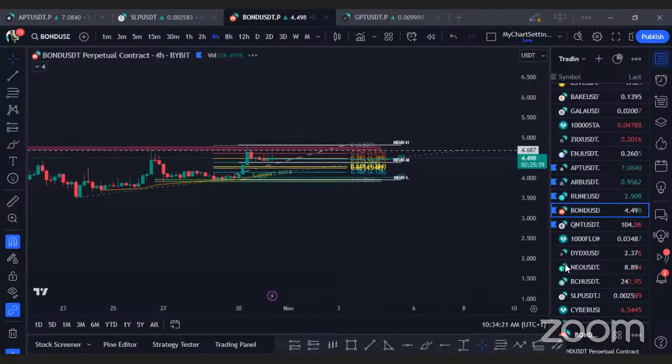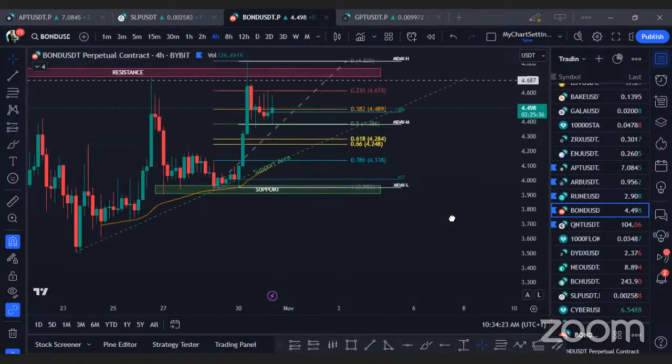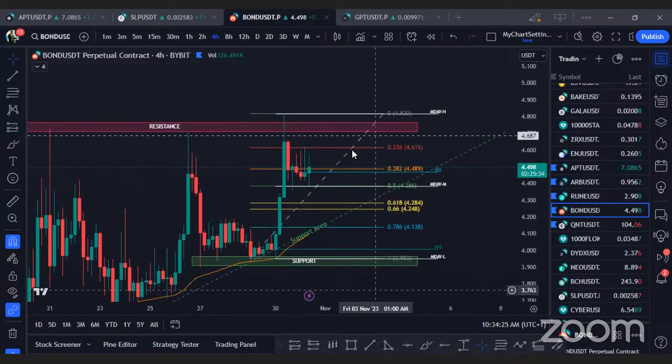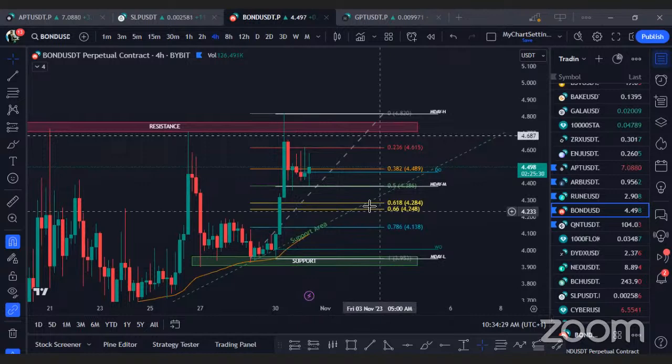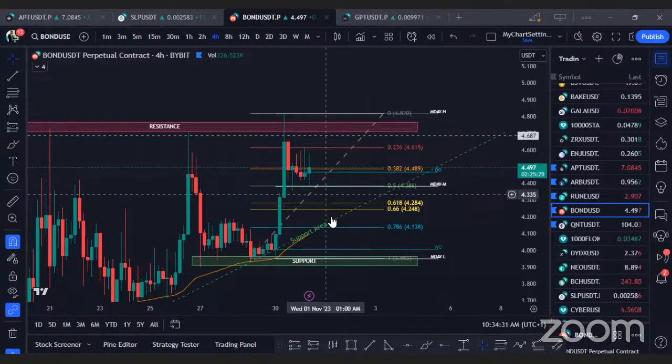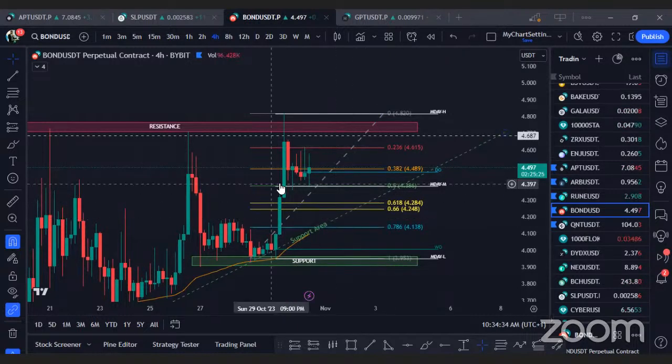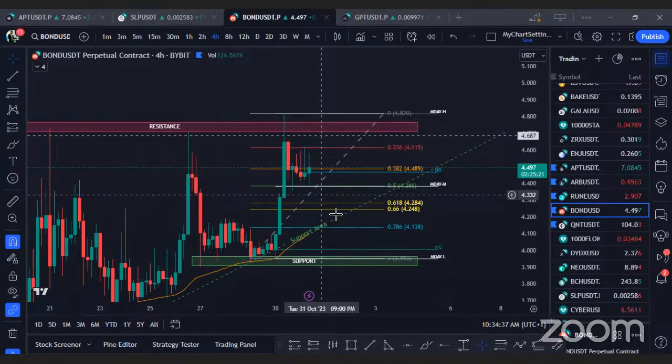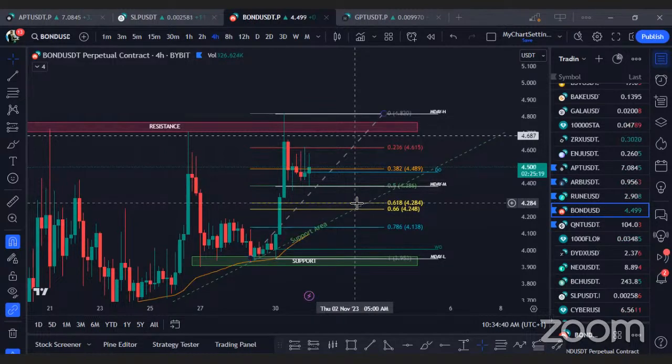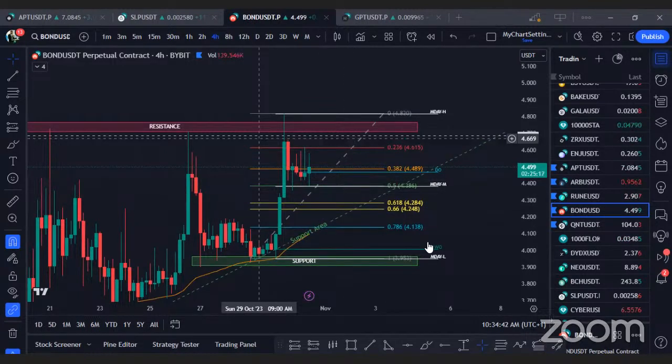For this one, what am I looking at? Basically, a retest of this trend line. Maybe at that, we want to see a bounce back. Currently, we've been rejecting at that 50% level, but if I do get it down there at 4.2, 4.3, that could be a good area to take a trade for bond, to the upside.